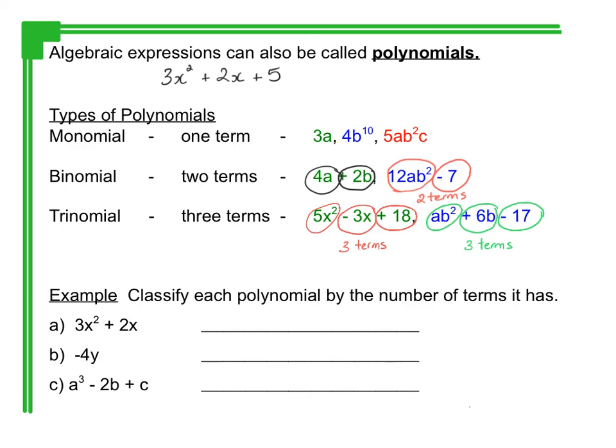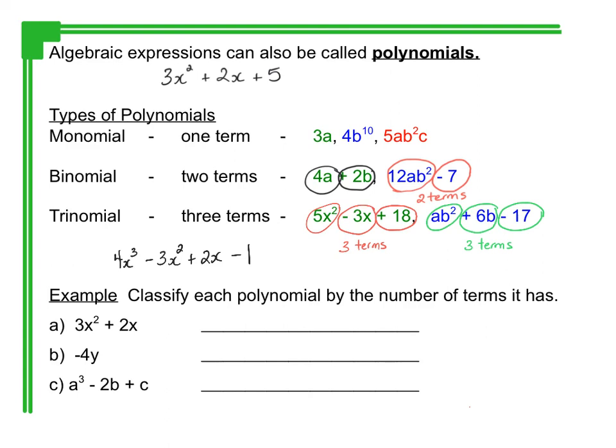Okay, and we don't go any higher than 3 terms with special names. If it has more than 3 terms, and you can have expressions that have more than 3 terms, maybe something like 4x cubed minus 3x squared plus 2x minus 1, that has 4 terms. It doesn't have a special name. It's just called a polynomial or just an algebraic expression.